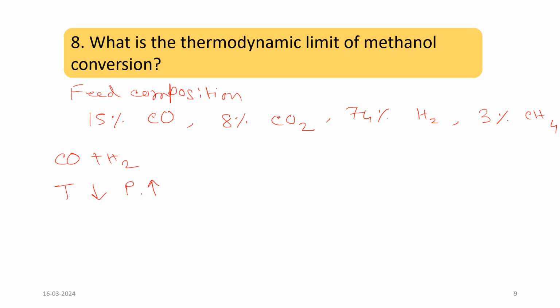For optimum conversion, in the case of CO and H2, temperature should be lower and pressure should be higher. But if we use CO2 plus H2, in that case temperature as well as pressure should be higher for higher conversion. So in the syngas case, when we use carbon monoxide, we need to keep the temperature lower and pressure high, and for CO2 cases we need to keep both temperature and pressure high. This is the thermodynamic limit of methanol conversion.